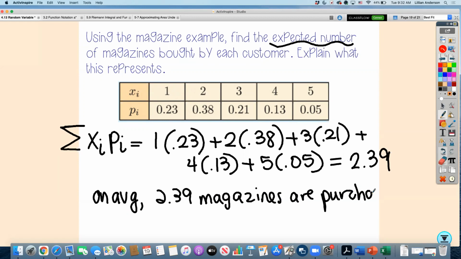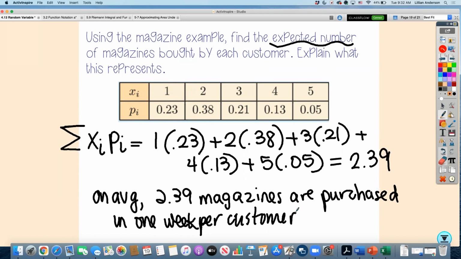Remember, anytime you explain something or justify what it means, you do it in context of the problem. So on average, 2.39 magazines are purchased in 1 week, because that was the description that was given to us previously with the original problem, okay? And then you can even add per customer, because I know I left that part off because I was trying to save some space, but it was basically that each person will buy that many magazines or whatever.